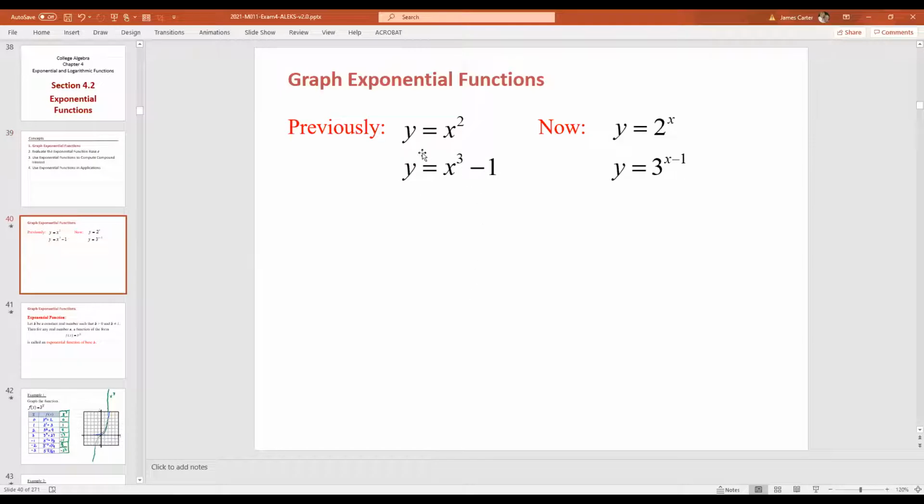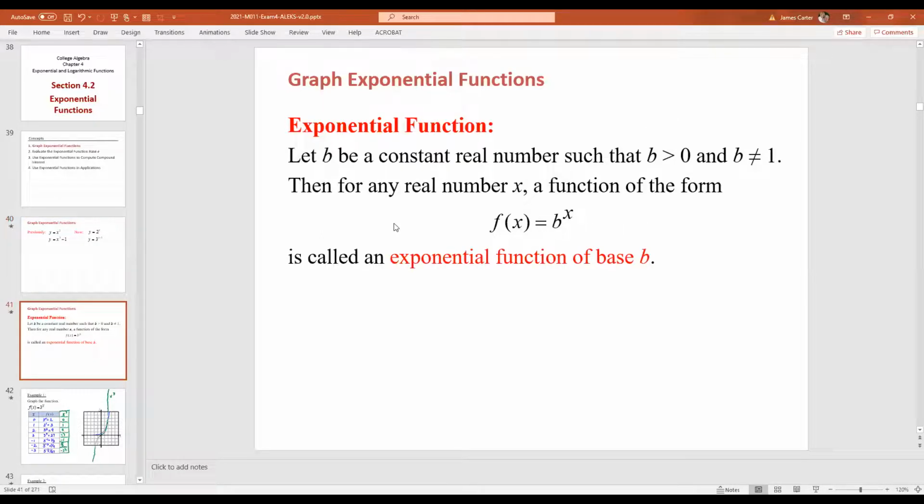Okay, previously we've had equations like this: y equals x squared, y equals x cubed minus 1. Now we're going to be dealing with equations like y equals 2 to the x, y equals 3 to the x minus 1. In other words, now the variable is the exponent. This is just the definition of an exponential function. It's simply saying that the x is the exponent and the number is the base.